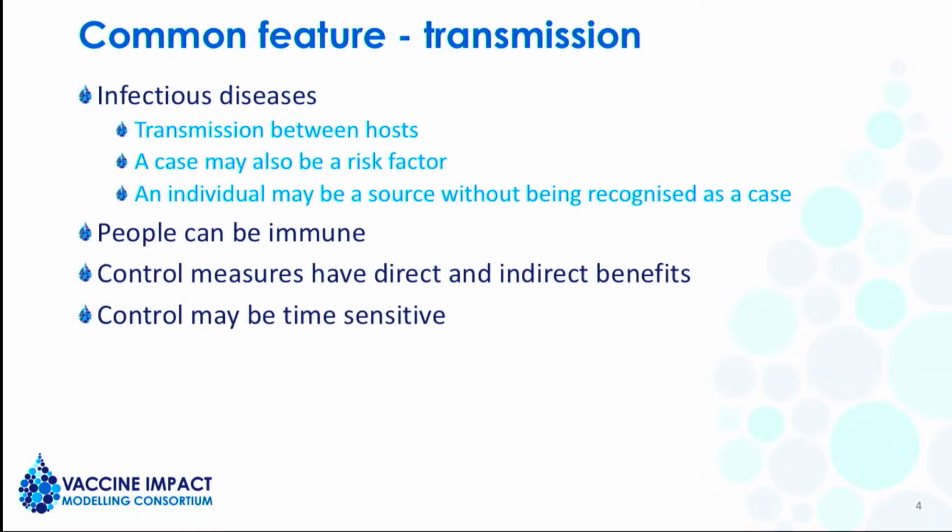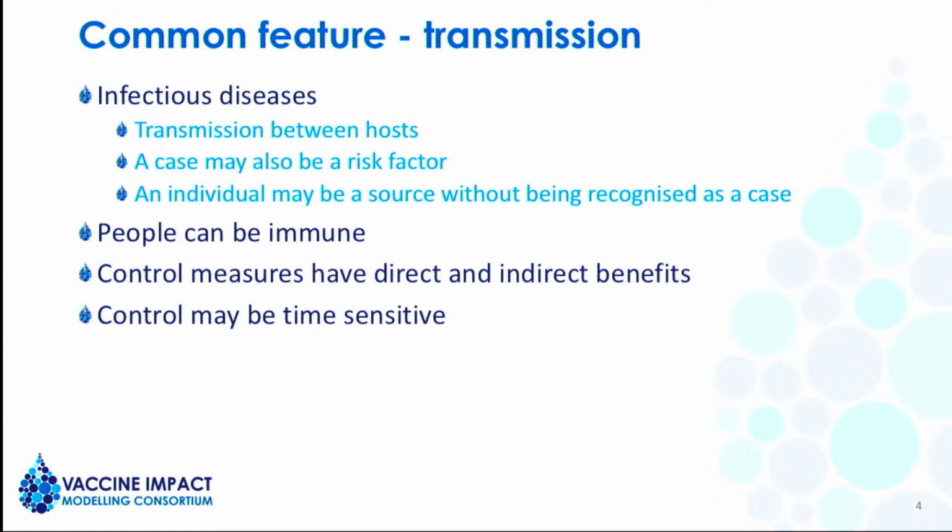A common feature of these, and what we're going to be looking at, because we're thinking about infectious diseases, is transmission between hosts. So one individual or one person becoming infected because the disease or the infection was transmitted to them. In this case, that infected person or case may also be a risk factor. If one person is infected, they've got a risk of infecting others. And we might have people who are a source of infection, but it might not have been recognized as a case. They might not have been reported as such.